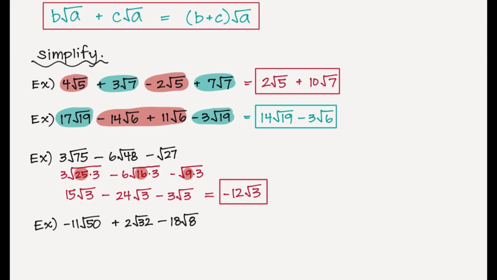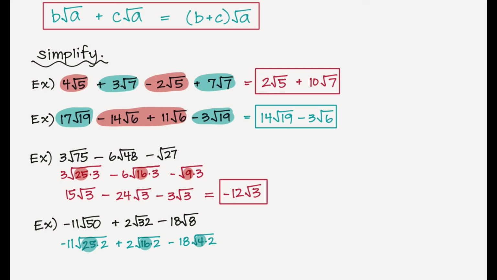Again, none of the radical symbols match, but I know that 50 is 25 times 2. I also know that 32 is 16 times 2, and 8 is 4 times 2. So I can take the square root of 25 and the square root of 16 and the square root of 4 to simplify this expression.